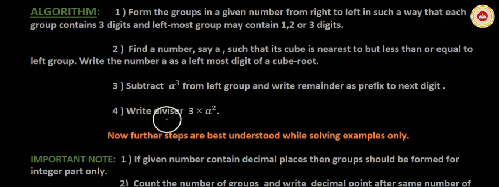Fourth step is, now let us find the divisor. Write the divisor. How to find the divisor? Divisor is 3 multiplied by a squared. Square the first digit, the leftmost digit of the cube root, and then multiply it by 3, and that product will be our divisor. Now friends, once we have found the divisor, remainder and first leftmost digit of the cube root, further steps are best understood while solving examples only.